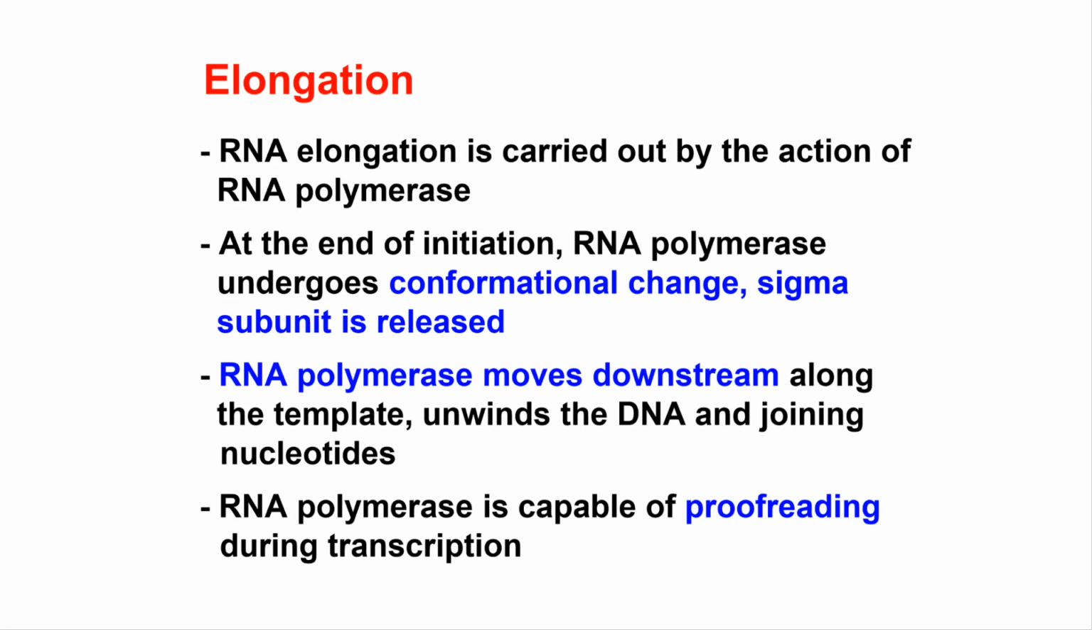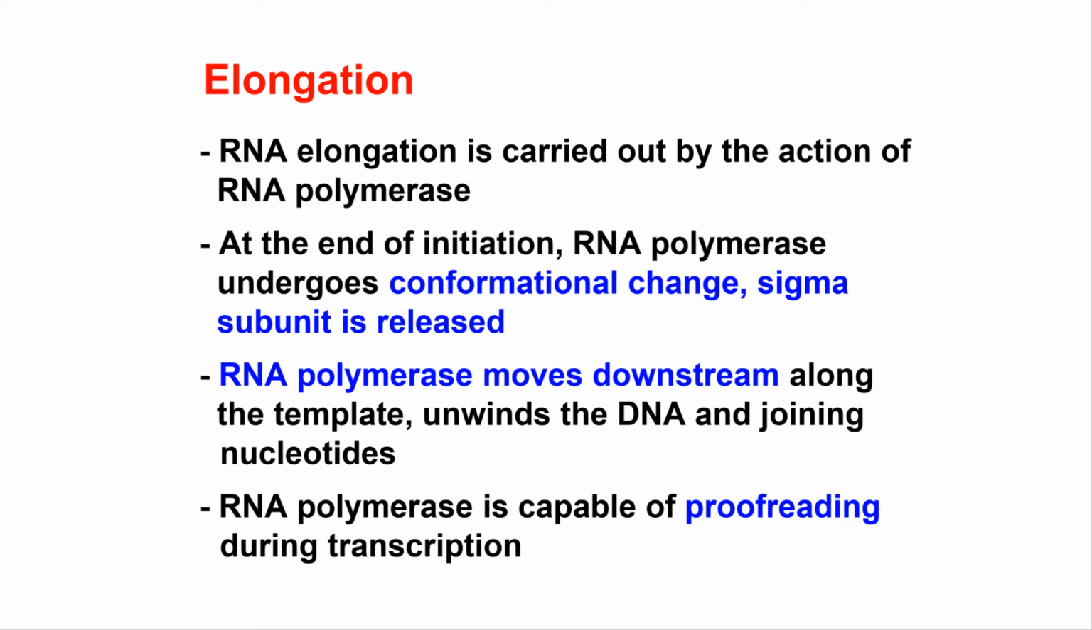Now, the transcription takes place within the so-called transcription bubble, which is comprised of a short stretch of approximately 18 to 20 nucleotides. So, as the transcription apparatus moves, unwinds DNA, and synthesizes RNA, you can imagine that it would generate positive supercoiling ahead of the transcription bubble and negative supercoiling behind it.